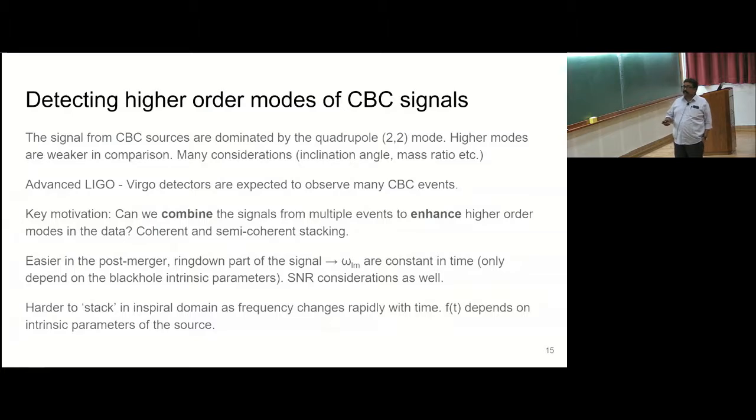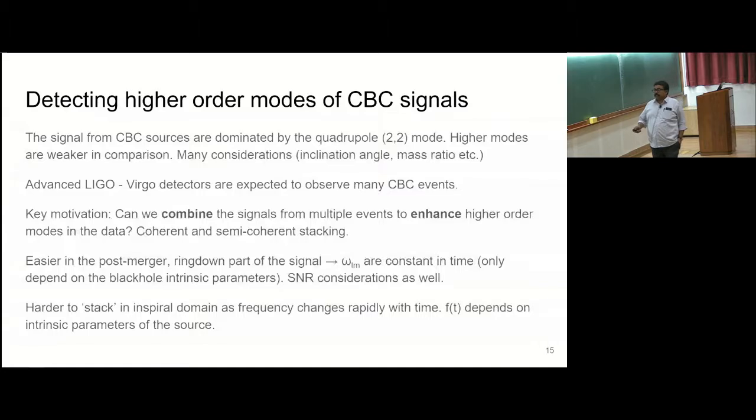And also the fact that in advanced detectors, we expect to observe many such CBC events. The idea is, can we combine the signals from multiple events to enhance the higher order modes in the data? And of course, there are a few efforts that I'm going to just very quickly flash through, which lead to coherent and sometimes semi-coherent stacking. And of course, you realize that this is easy in the post-merger and the ring-down part of the signal, where the ring-down frequencies are constant in time. And they only depend on the black hole intrinsic parameters.